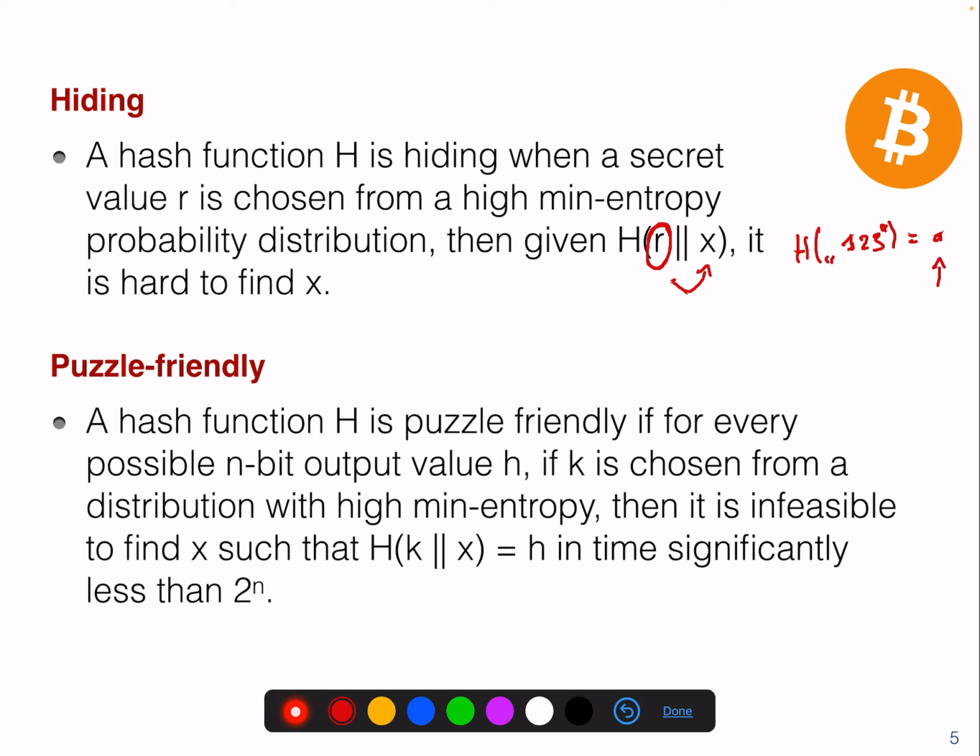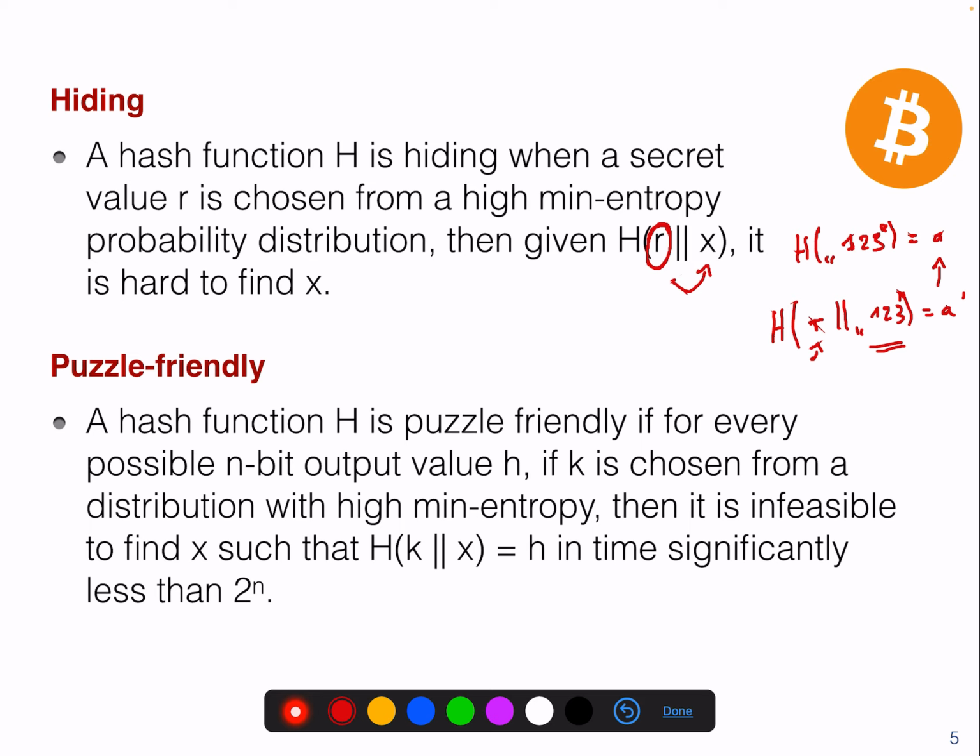If you want to hide this particular input, you can add some salt, for example a hiding factor, and append the value 123. Then the hash will no longer be a, but some other value a prime, right? So R in this sense allows you to hide the input 1 to 3. That's the hiding property.